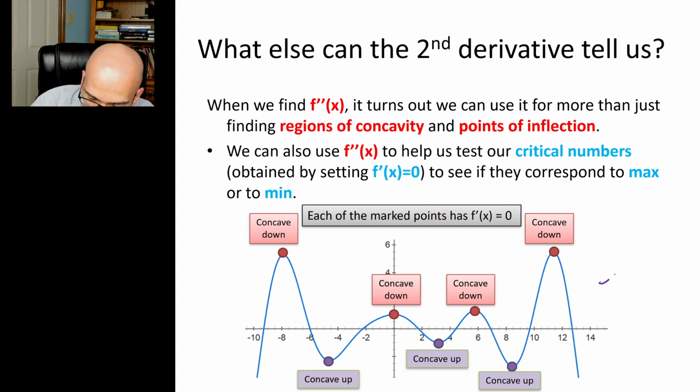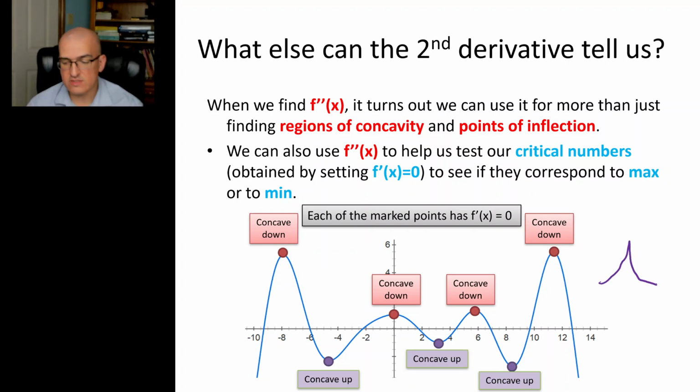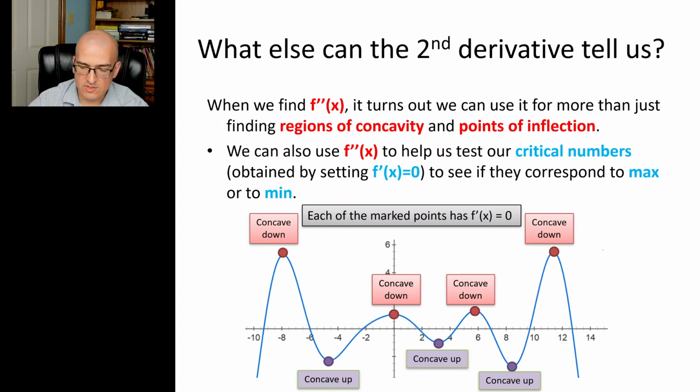Some functions have this format. There's a max and it's concave up on both sides. Or it might be a min where it's concave down on both sides. Those max and min, the ones I just drew that aren't on this picture, they come from the first derivative not existing.